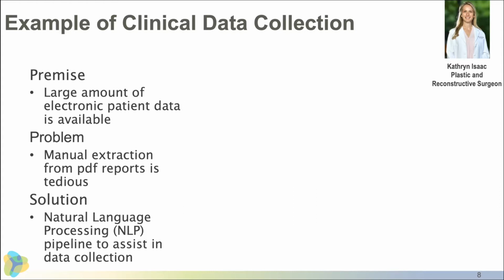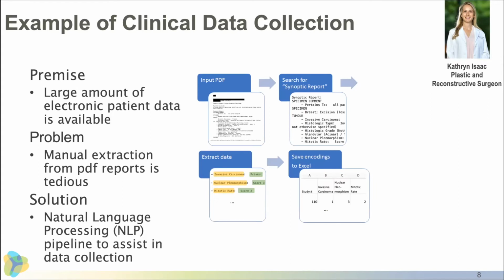And so together we developed this natural language processing pipeline to assist in extraction of the data. So in a very simplistic way, how does this happen? The PDF is the input document. The text is extracted from there. And for this specific work, we were looking for a section of the report, and then extract the data using natural language processing, and then put it into an Excel template that she had provided.